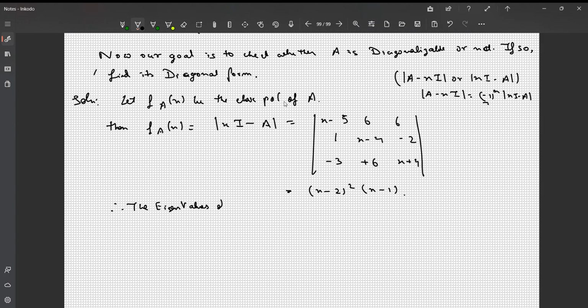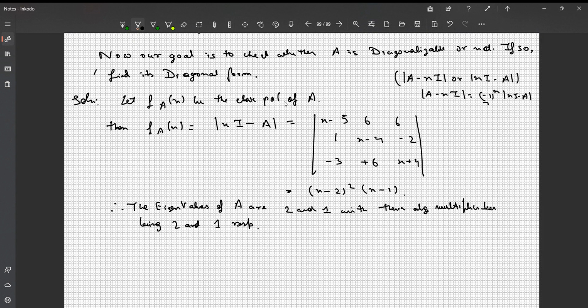Therefore, the eigenvalues of A are 2 and 1 with their algebraic multiplicities being 2 and 1 respectively, right?